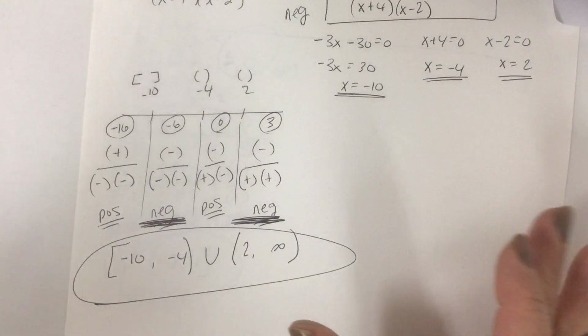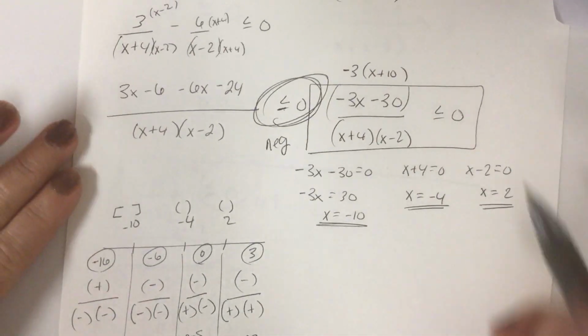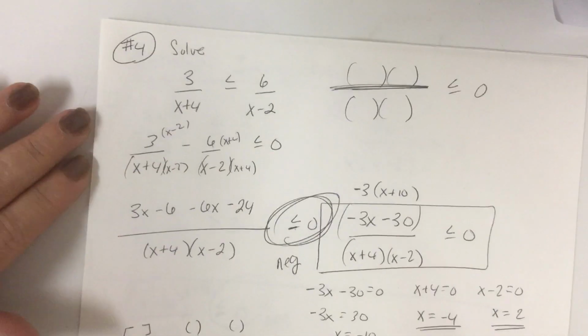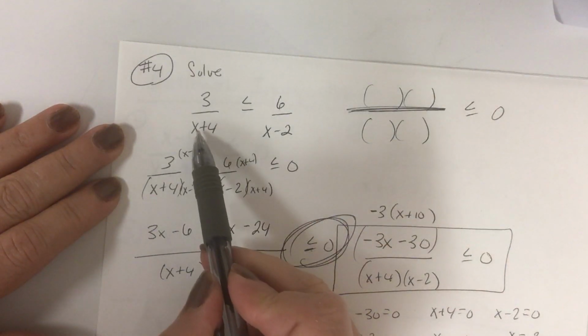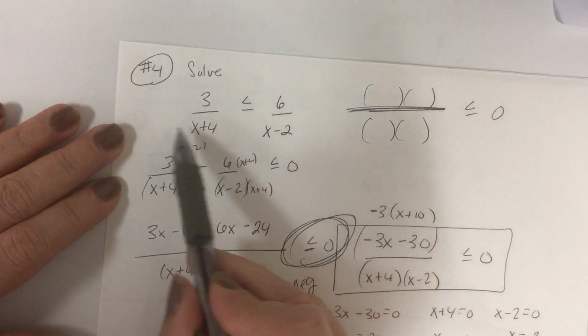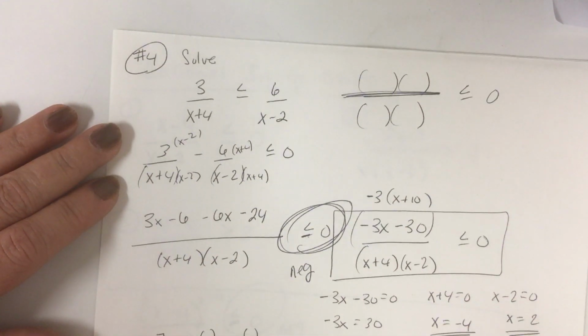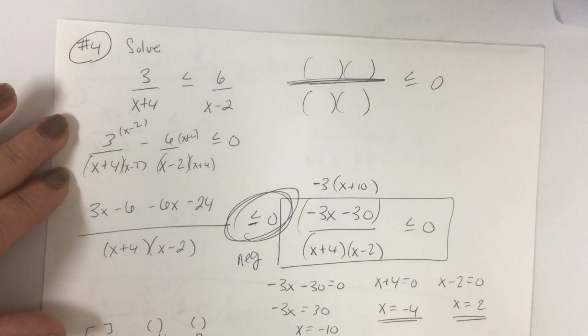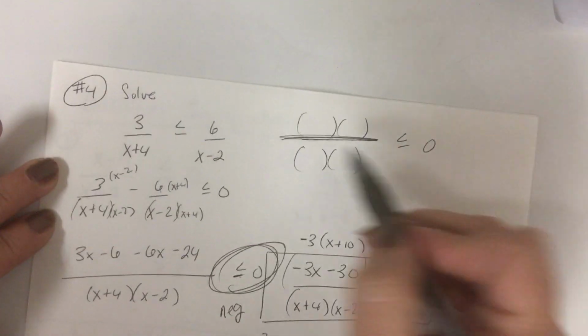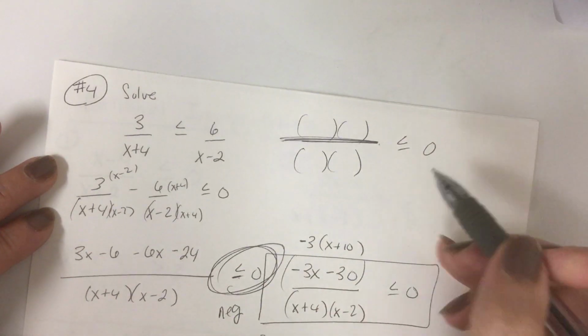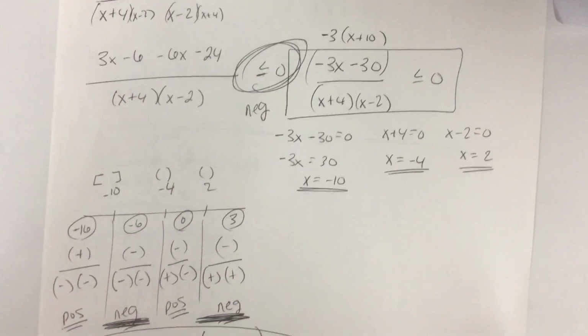So it is exactly the same strategy after you get this set up. The thing is, when you have a fraction and another fraction, you've got to put them together as one fraction in order to work the problem. You can't have anything that's not factored. You want a fraction with a bunch of factors on top and factors on the bottom, compared to 0. Okay, hopefully that helps.